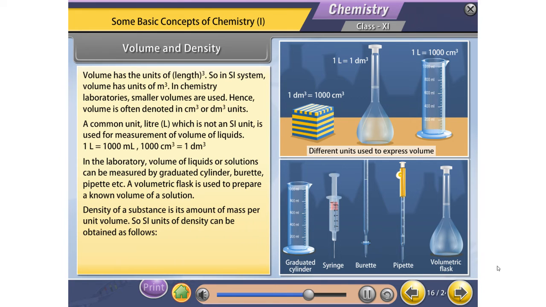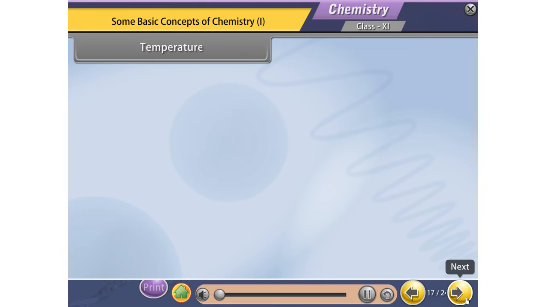Density of a substance is its amount of mass per unit volume. So SI units of density can be obtained as follows. SI unit of density is equal to SI unit of mass upon SI unit of volume, which is equal to kg m raised to the power minus 3.